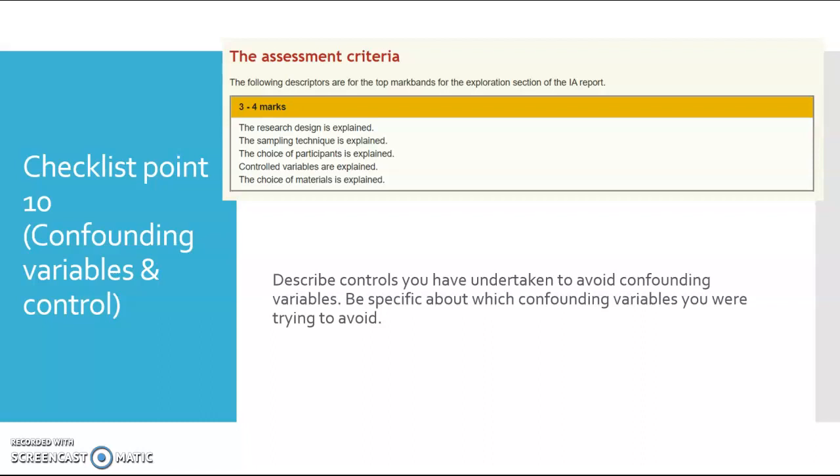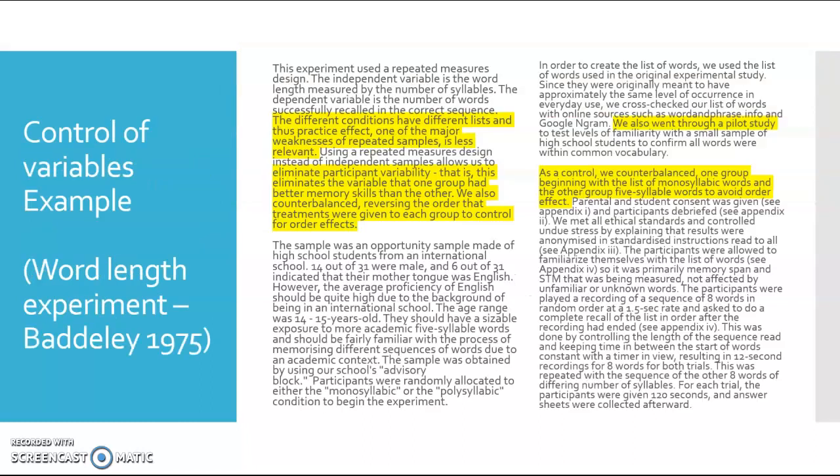The last thing then is the confounding variables and the control of them. So what did you do to identify confounding variables, and how did you control them? You can see in this example, as I've said before, they've tried to incorporate that into their writing as they've gone, so it isn't a separate section, it's just included throughout. They've mentioned things like having different lists in their experiment, so that there's no practice effect in repeated measures. They've eliminated participant variability, so tried to make sure that actually the groups were fairly similar in memory.